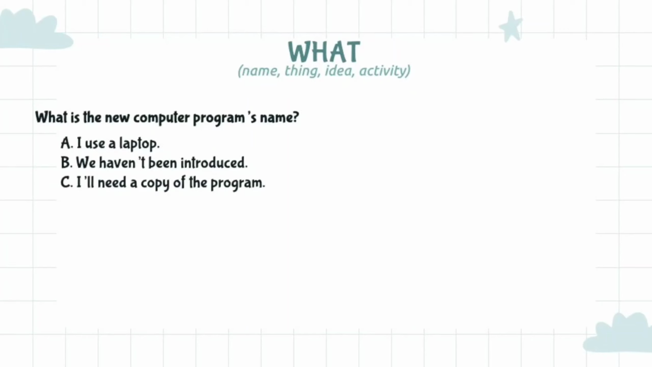The first point is what. I will provide 2 questions for each point. What you have to do is answering the best response for each question. Let's try the first question. What is the new computer program's name? A. I use a laptop. B. We haven't been introduced. C. I'll need a copy of the program. And then you choose which one is the best response for the question.